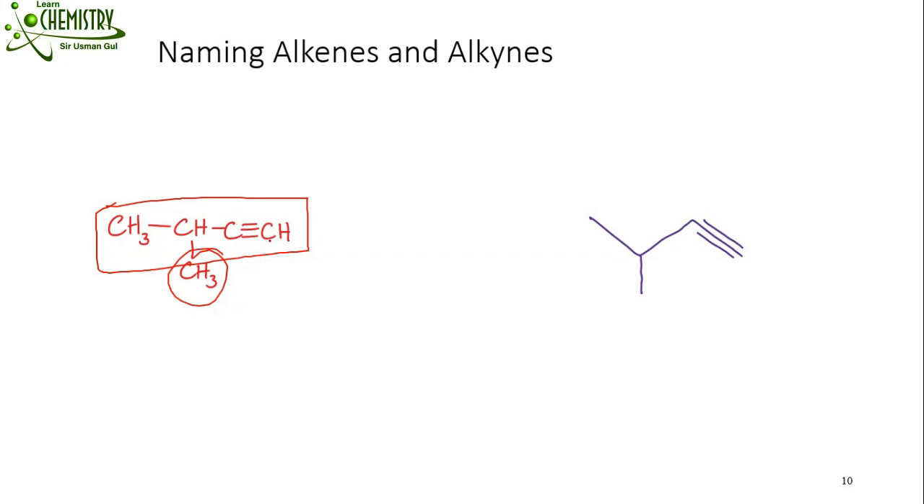Now here you can see if I do the numbering from the left hand side, 1, 2, 3, 4, I am getting this branch on carbon number 2. This is the branch position, and the carbon-carbon triple bond I'm getting on carbon number 3. But if I start numbering from the right hand side, 1, 2, 3, 4, I'm getting the carbon-carbon triple bond on carbon number 1. Okay, triple bond on carbon number 1, and the branch on carbon number 3.